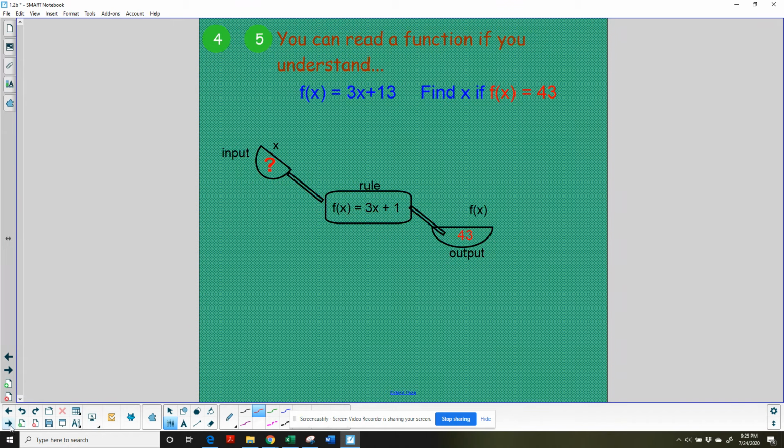Also be sure that if you're given the output, in this case, you're given a 43, can you find the input? Can you read this? Find x if f of x, that's y, is 43. If y is 43, can you find x? If this equals 43, subtract 1 and divide by 3.